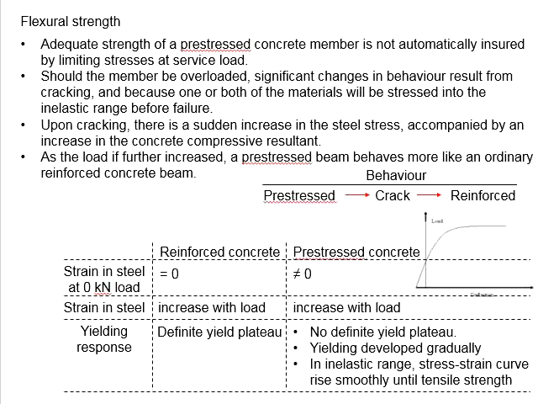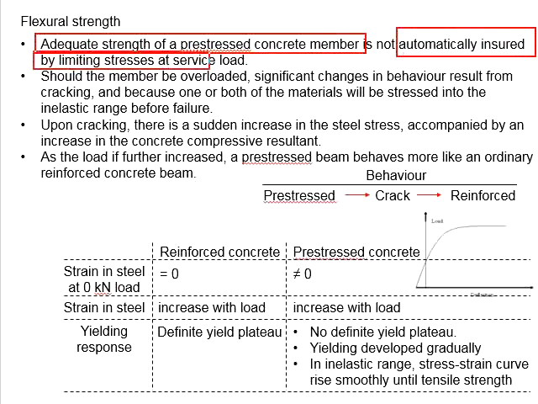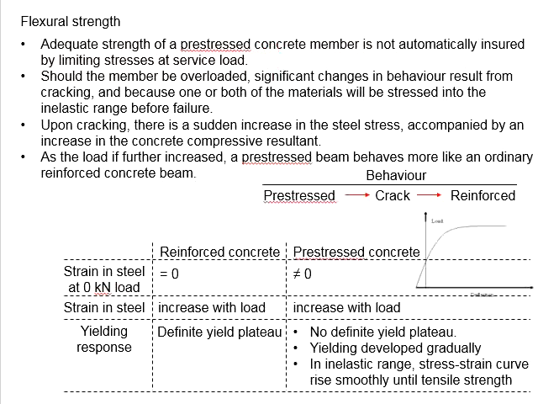Flexural strength. Adequate strength of a prestressed concrete member is not automatically ensured by limiting stress at service load. There is a reason for that. The service load used in the analysis of the prestressed concrete member is itself an estimated load, which is determined based on past experience or on the recommendations of the relevant code. Such estimations are determined on the basis of likelihood and probability. The estimation itself is not accurate.